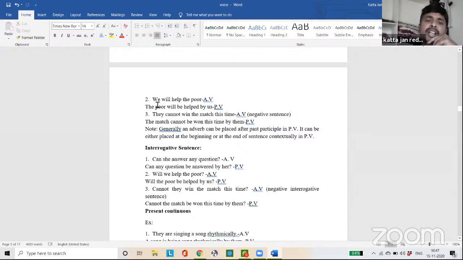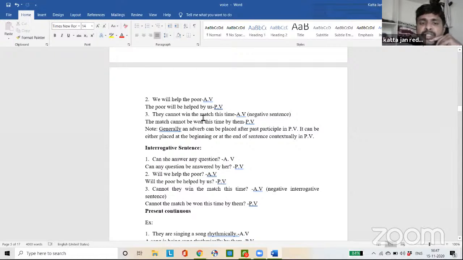Let us see this. We will help the poor. The subject is we. The poor is the object. The poor will be, extra be, will be helped. V3, by preposition after V3. We becomes us, object form, object pronoun.